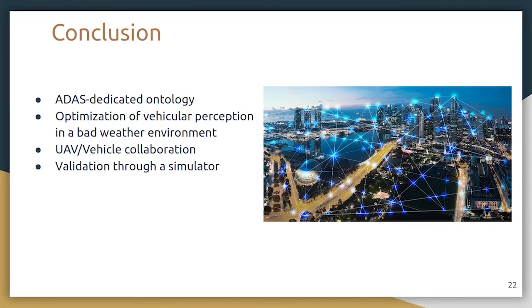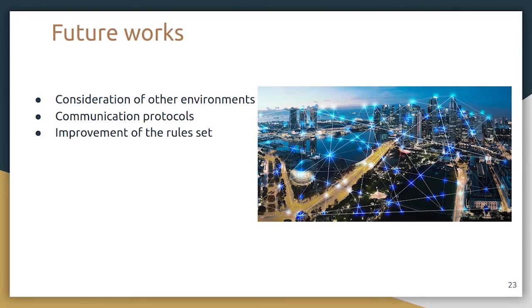This work represents the first step in a bigger study. We still have some more objectives for this concept. Mainly, we would like to consider other types of environments, so an environment with brightness variation, with physical obstacles, with some unexpected hazards. We would also like to work deeper on the communication protocols, the way the vehicle and the UAV would communicate between them, using some secured type of communication. And we would also like to improve the set of rules that we have in order to support our previous points.